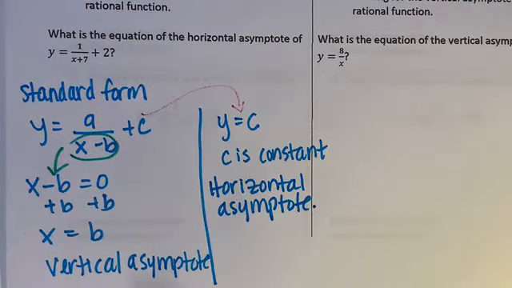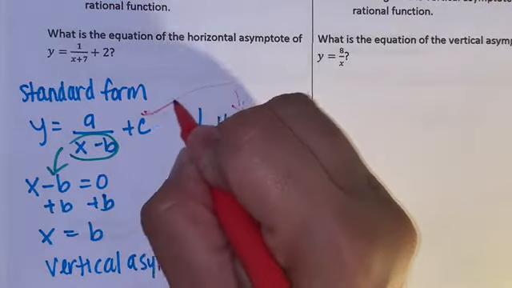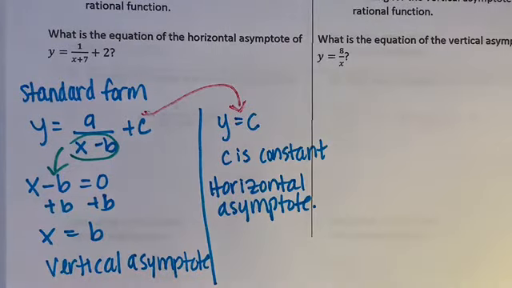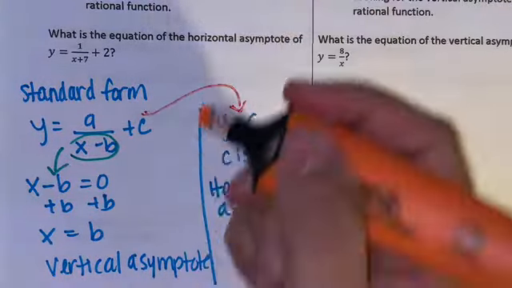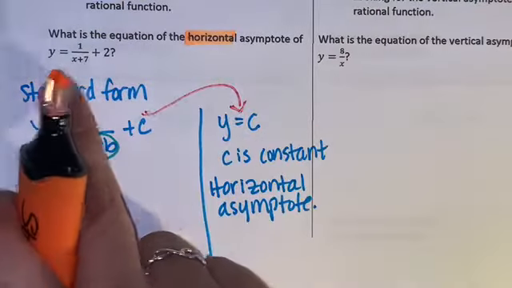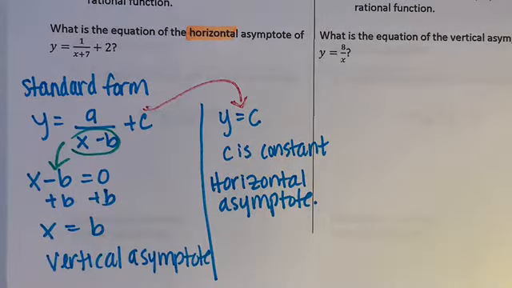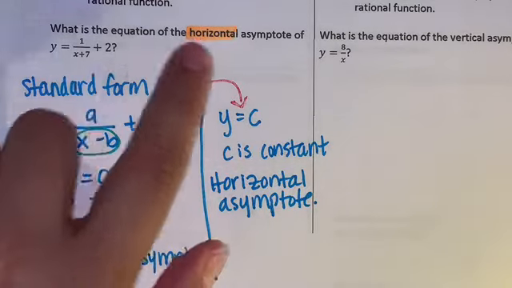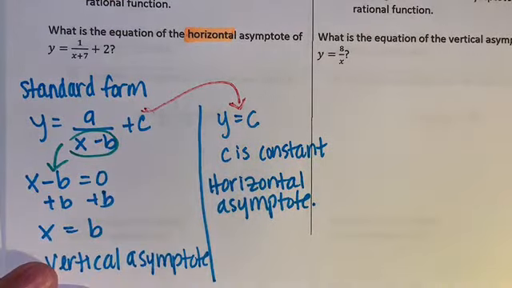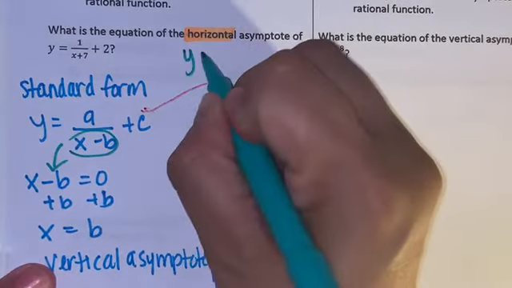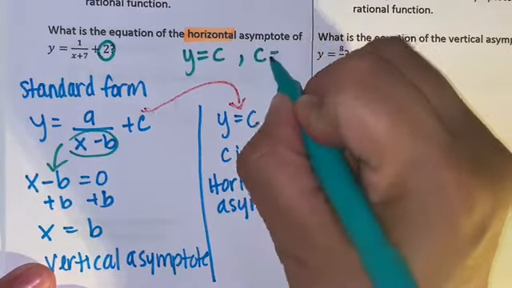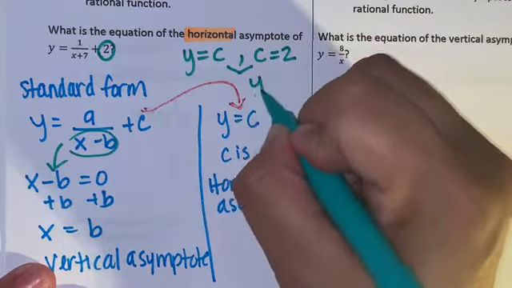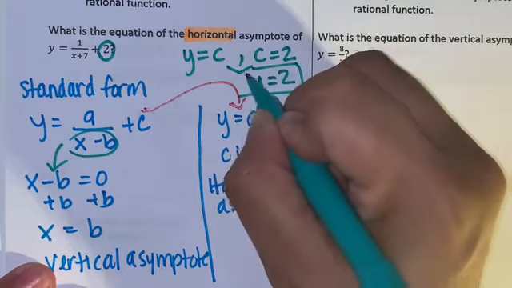Okay, so we're going to go through this a little more in depth. I'm going to make that a little bit darker, and let's answer the question. Again, it says we're looking for the horizontal asymptote of a rational function. What is the equation of the horizontal asymptote of y equals 1 over x plus 7, plus 2? Horizontal means that y is going to equal a number, so y will equal the constant. In this case, your constant equals 2. So y equals 2. This is your solution.